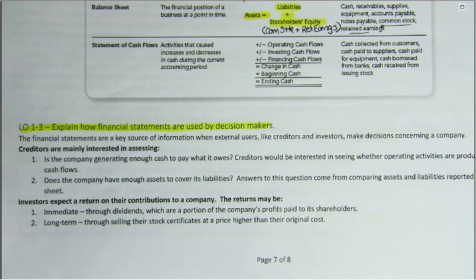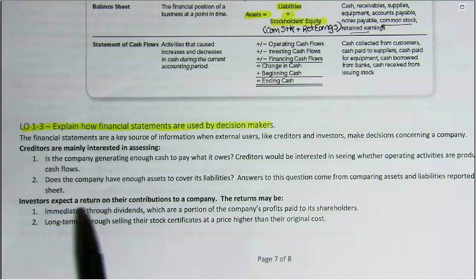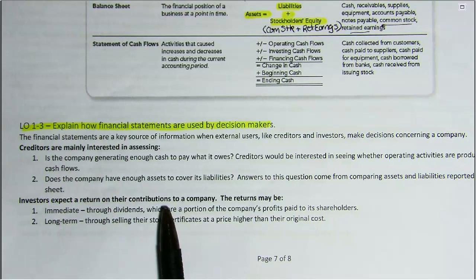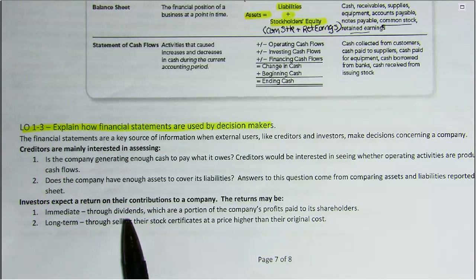If we're looking at it from an investor perspective, investors, people who give the company money in exchange for common stock, expect a return on their investment, on their contributions to the company. So their returns may come in one of two forms. It might be an immediate return because they're looking for dividends, which is a share of the company's profits or net income. We can see if a company gave dividends by looking at the statement of retained earnings.